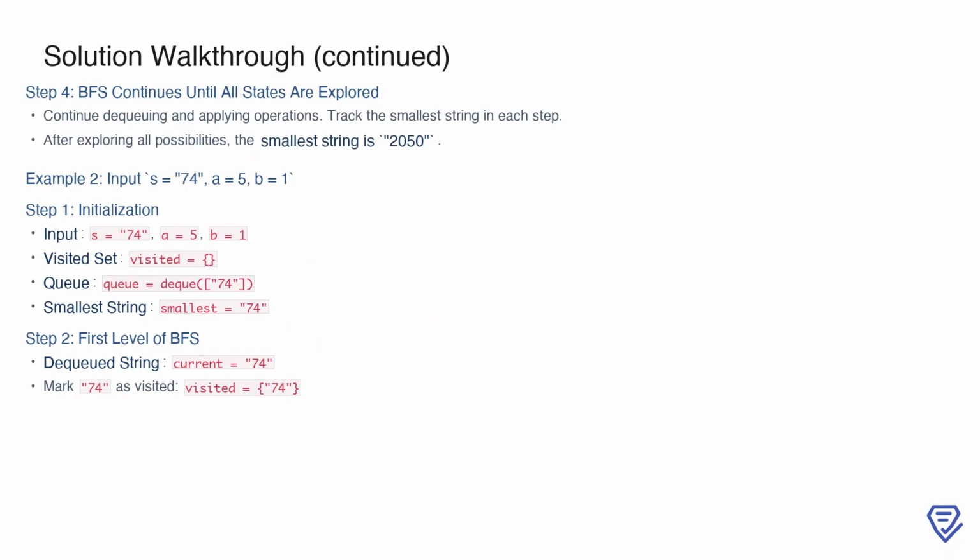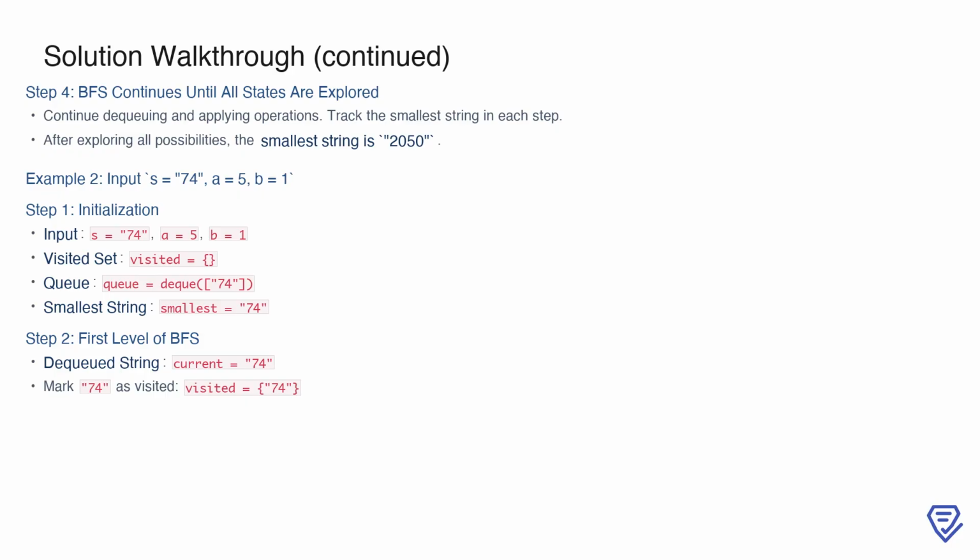The BFS process continues by dequeuing each string, applying operations, and tracking the smallest string encountered. This ensures we explore all possible transformations systematically. Eventually, after all states are explored, the lexicographically smallest string for this example is found to be 2050. Now, let's move on to a second example where the input string is 74, with a equals 5 and b equals 1. Similar to the first example, we initialize the visited set, the queue with the initial string, and the smallest string set to 74.